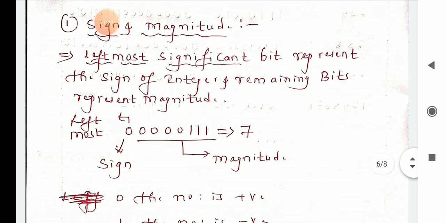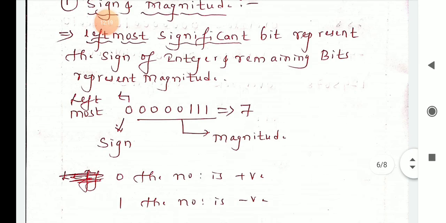Let us consider one example. 7 is your decimal number and you have to convert it into binary: 0000111. So that is your 7 decimal converted into binary. The next step says the leftmost significant bit represents the sign of the integer. So 0 is your leftmost bit, which indicates the sign, and the remaining is your magnitude. You can observe in the diagram the magnitude, the sign, the leftmost bit, and 7 as the decimal number. You can identify that very easily.